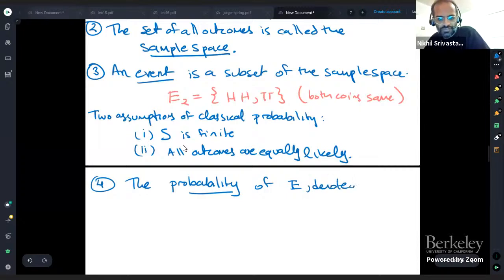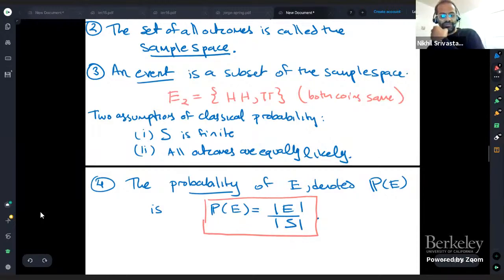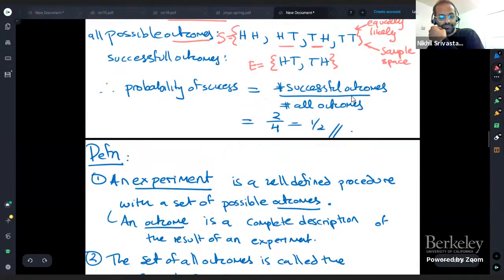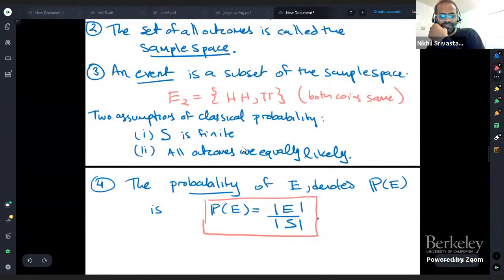It's often denoted P of E, with this bold P here. It's just the ratio of the cardinalities of these sets. So in the example above, the probability is a half. This is just a formalization of this example. And by the way, the probability is always between 0 and 1. Why is it always between 0 and 1, given these definitions?